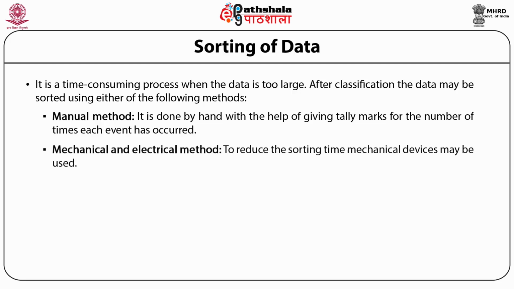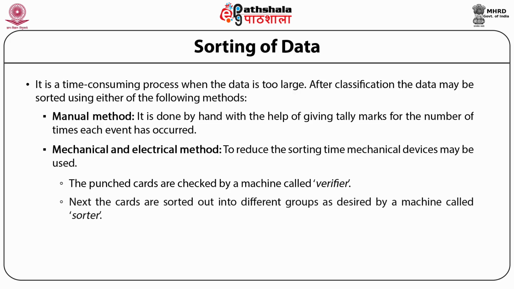Number 2, the mechanical and electrical method. To reduce the sorting time, a mechanical device may be used. This is described as mechanical tabulation. For electrical tabulation, data should be codified first and then punched on cards. For each data, a separate card is used. The punched cards are checked by a machine called a verifier. Next, the cards are sorted into different groups as desired by a machine called a sorter. Finally, the tabulation is done by using a tabulator.